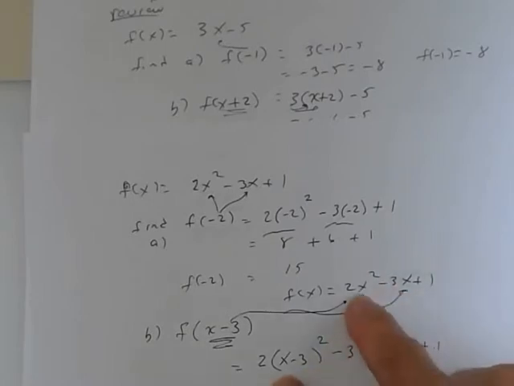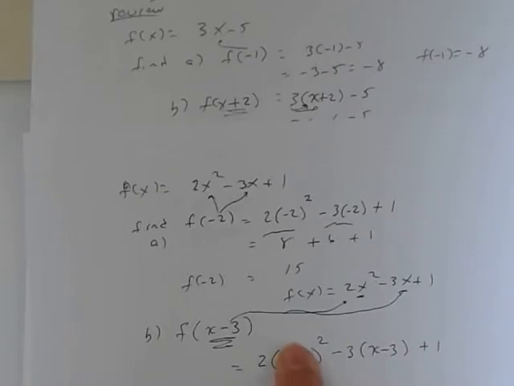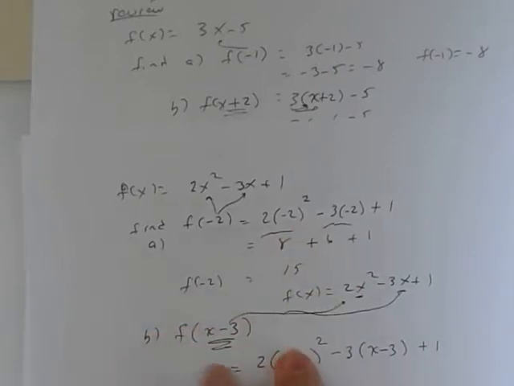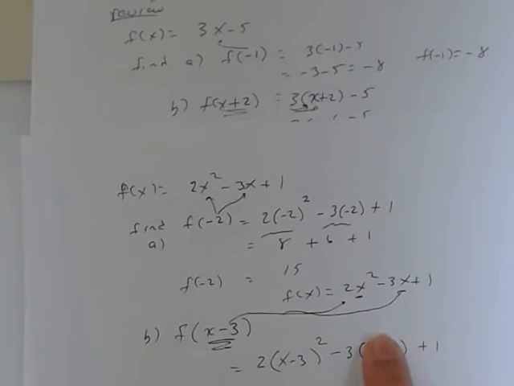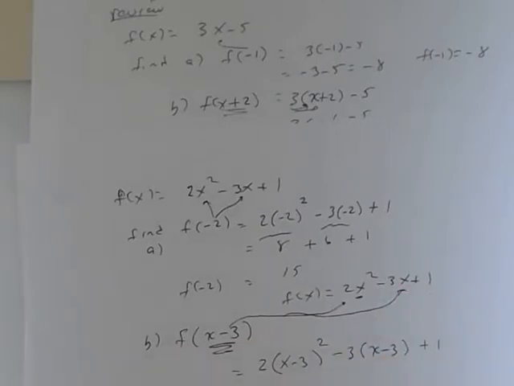Make sure it matches up. 2x squared, this is your x that I'm covering. What do I put in its place? X minus 3. That's your x right here. What do I put in its place? X minus 3. And then your plus 1. So that should be the first thing you need to fill in.